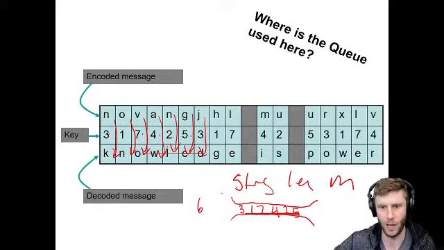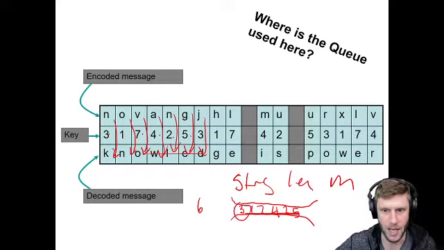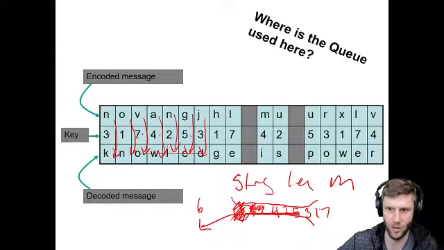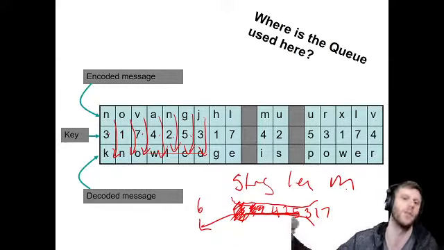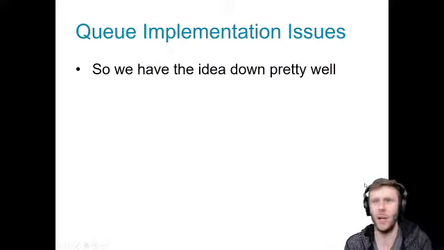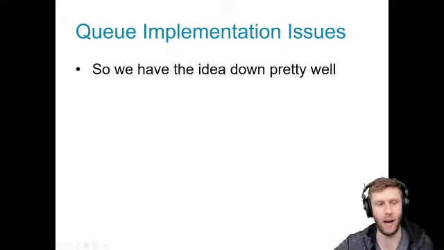But what I'll do is I will dequeue the 3, so this comes out. I will shift the first letter by 3, and then I'll put the 3 back in here. Then the next time I take out the 1, shift by 1, and then add the 1. Take out the 7, shift by 7, add the 7. And you'll see that once we finish, we'll still have the 3, 1, 7, and so on and so on. So we're in great shape. So we have the idea down fantastically.